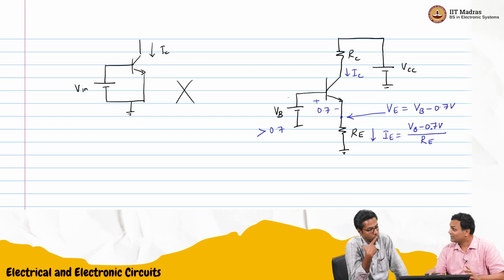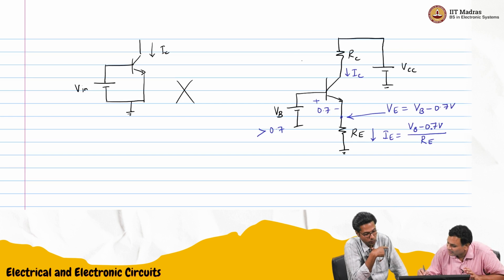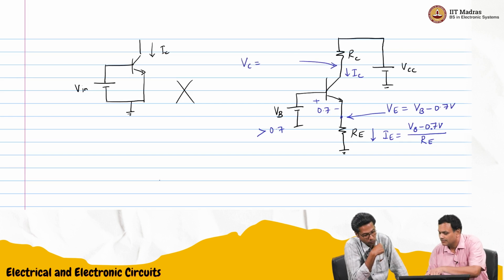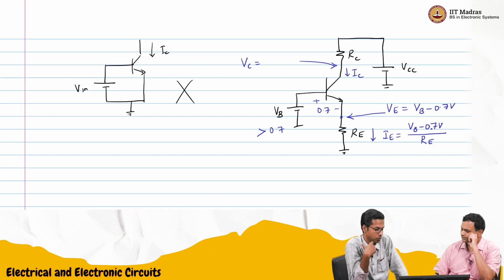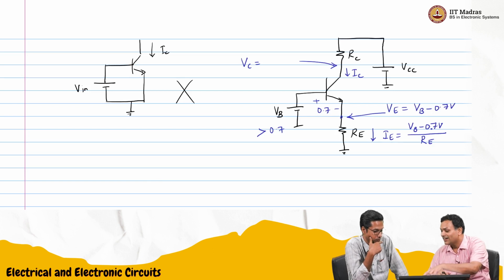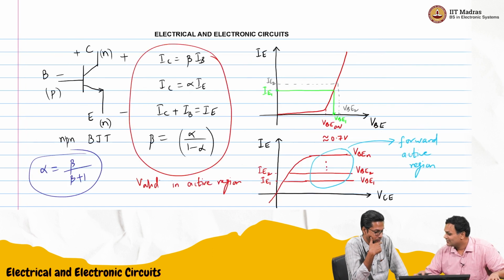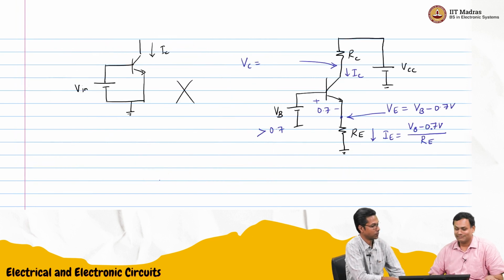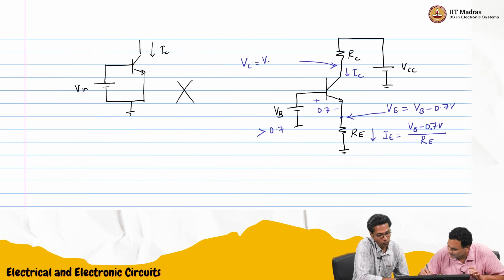And now we need to find out the collector voltage. So the collector voltage, VC, how do we find that out? It will be VCC minus IC RC. Correct, because we can't use the collector emitter voltage, since there is a large range of collector emitter voltages for which the device works. So VCC.